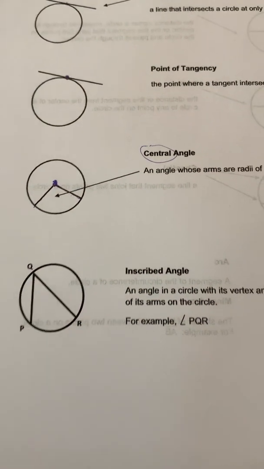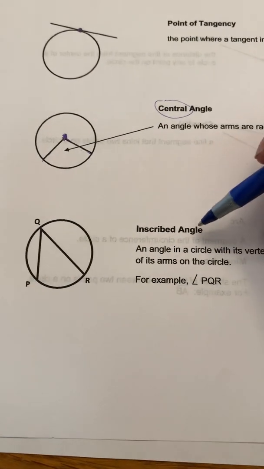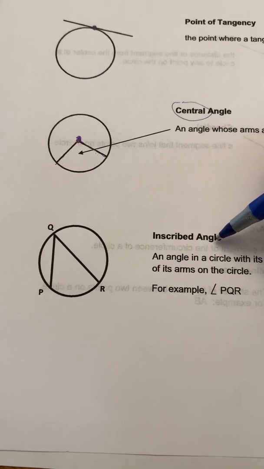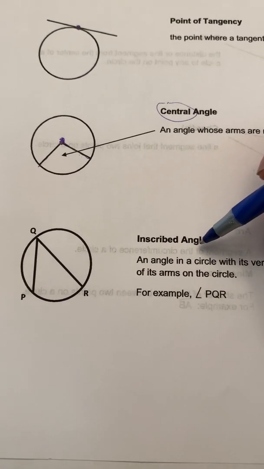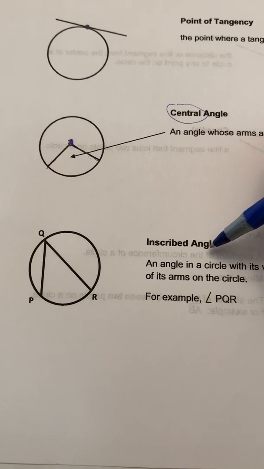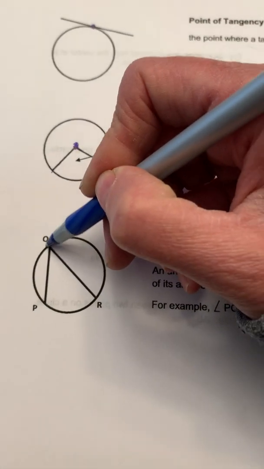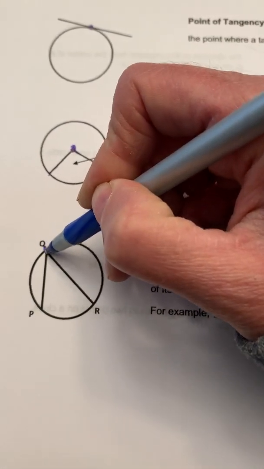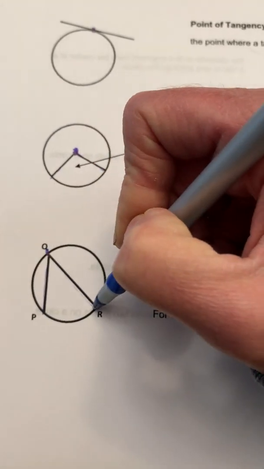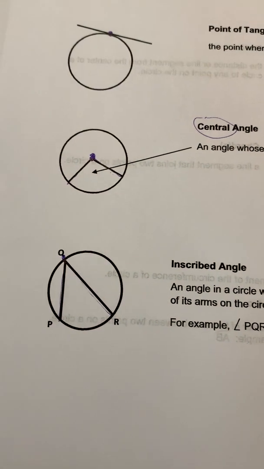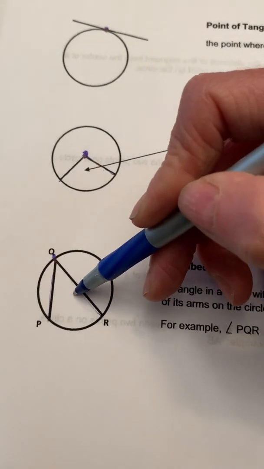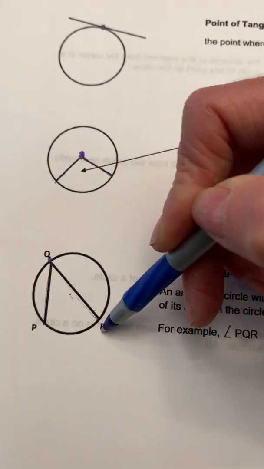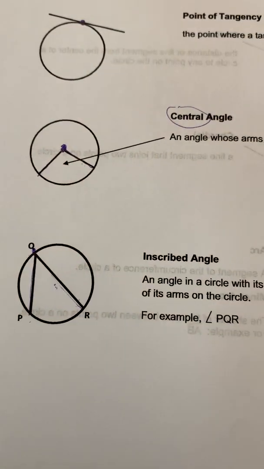Okay, so the other angle that we need to be aware of inside of a circle is called an inscribed angle. And that's an angle in a circle with its vertex and endpoints of its arms on the circle. So we start at 1 point at the edge of the circle, and then the arms just are 2 chords that cut across. Okay, so it doesn't necessarily have to be in the center. Okay, all 3 points touch on the outside of the circle.